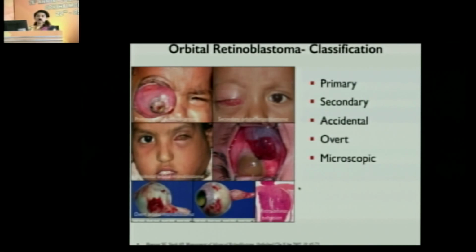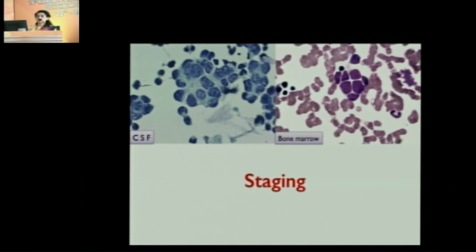Overt are those which go undiagnosed or missed clinically, and then it is detected during enucleation. So this is an overt case, which is again an optic nerve extension and an extrascleral extension of the tumor, which clinically got undiagnosed. And then we have the microscopic, where pathologically we have optic nerve extension up to transection, scleral extension, and extrascleral extension. So this is how we classified orbital retinoblastoma.